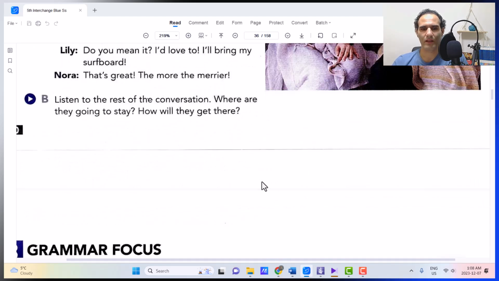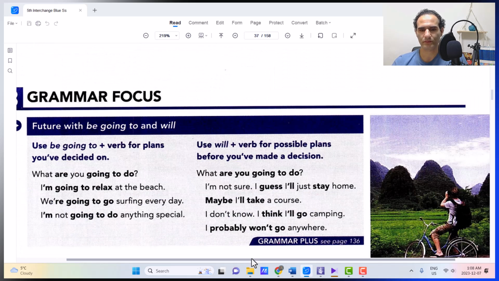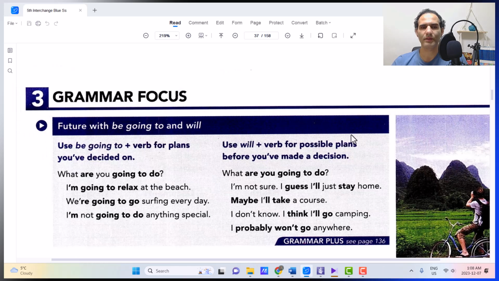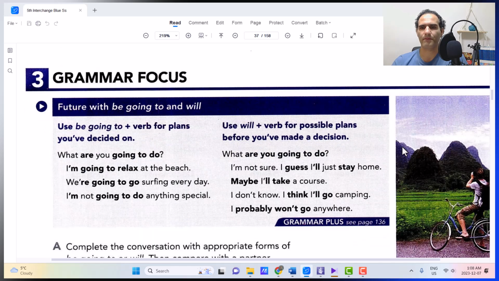Okay, let's move to exercise 3 and grammar focus. Talking about the future with be going to and with will. So far, you know that will comes for the time that you do not have any special plans. And be going to comes for the time that you have some plans. You have decided about the future, yeah? As the book here is talking about that.